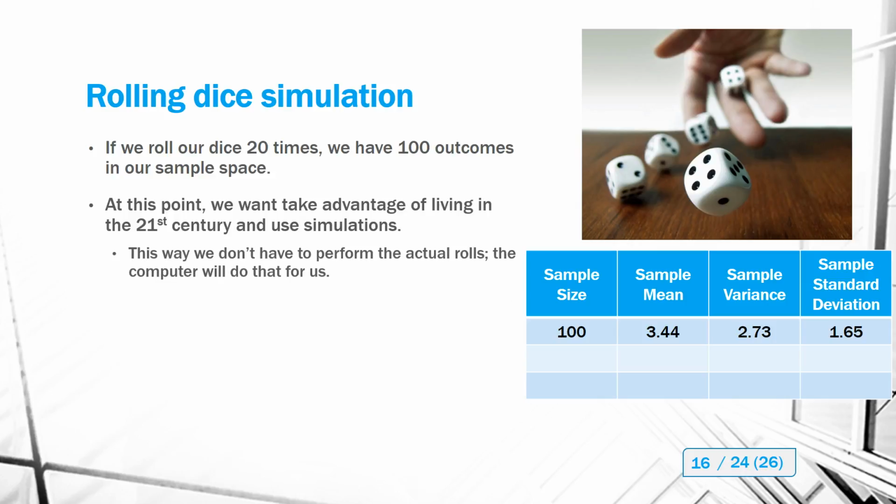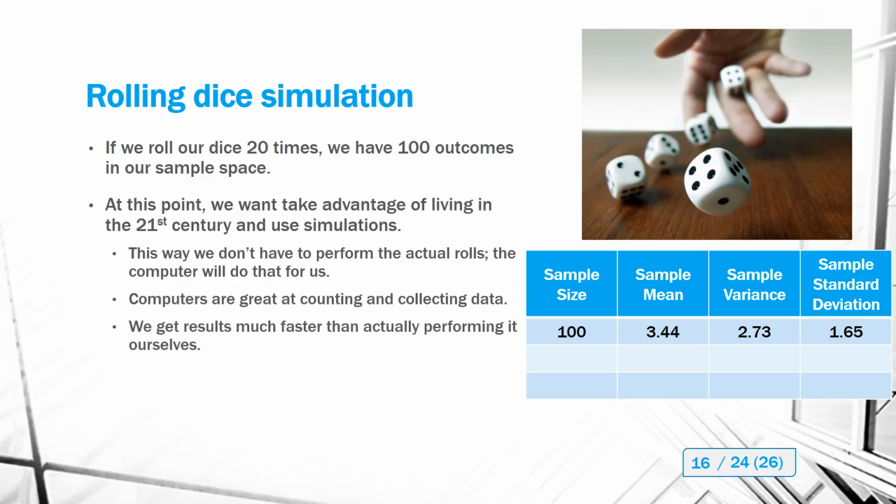This way, we don't have to actually roll 5 dice over and over and over again. Okay? We actually get the computer to do that for us. Computers are great at generating random numbers, and they can plug those random numbers into an algorithm that then converts the result to a number between 1 and 6, inclusive. Computers are also great at counting and collecting data. So we could sit there and we could actually do the counting and the collecting, but it would take us a lot longer. Computers are much more adept for that task. So we're actually going to get results much faster than actually performing it ourselves if we use a computer simulation.